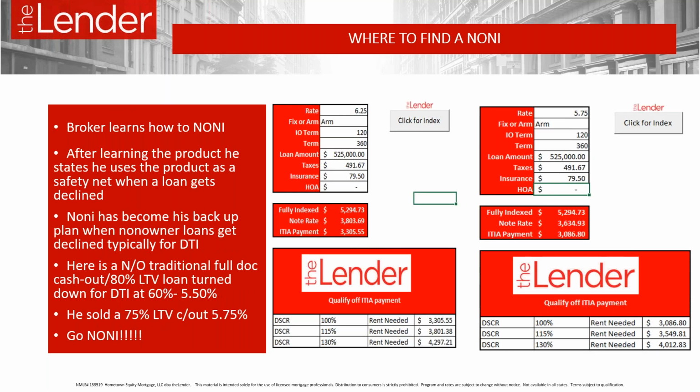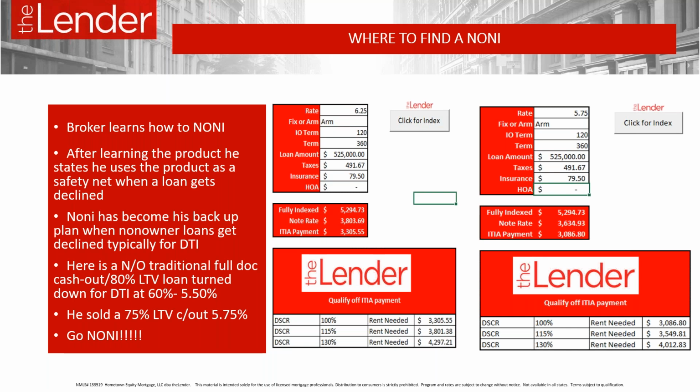Okay, here's another story on where to find a Noni. I taught this broker how to Noni probably 30 days ago. And my question to him was, you've had several, where'd you find it? And he basically said, when you taught me about the non-owner, no income, I decided that Noni was going to be my backup plan. So when a non-owner gets declined on my agency side, for DTI, which happens often on the non-owners, we've all been there.